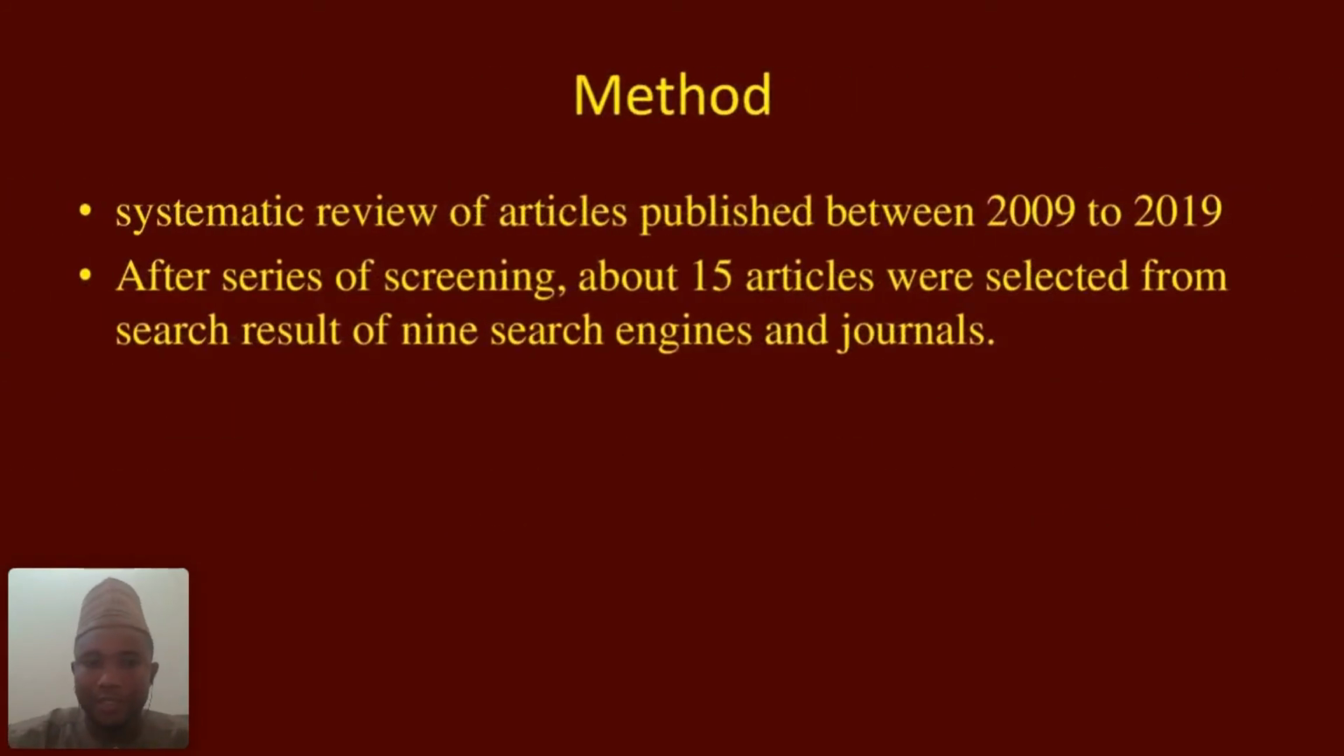Method. The study is a systematic review. In this review, we consider only articles published between 2009 and 2019. We generated over 24,000 outputs from the search, using terms like climate change, air pollution, global warming, atmospheric pollution, greenhouse effect, atmospheric chemical, and a lot more. After a series of screening, only 15 articles were selected from the search results, and these 15 articles we got from 9 search engines and journals.